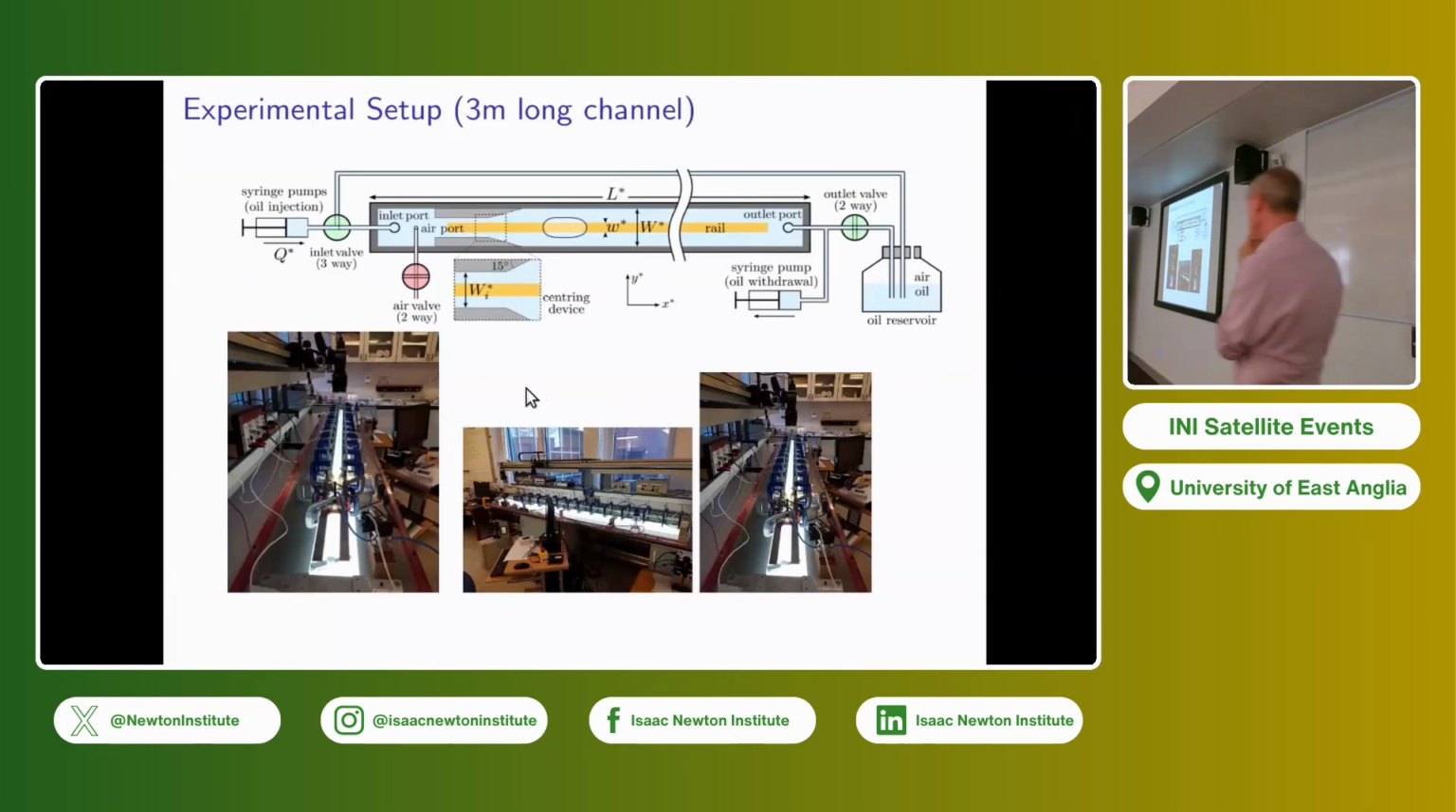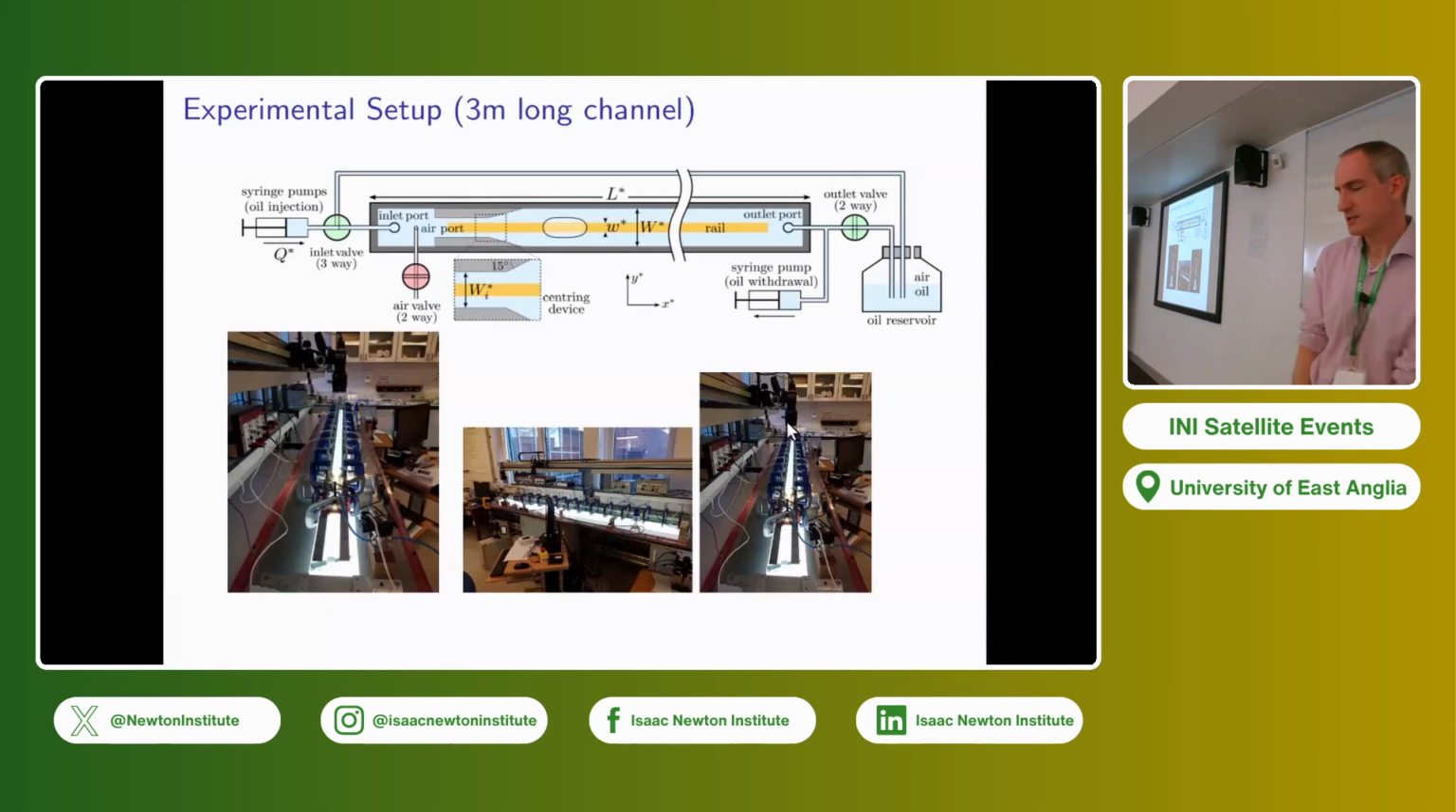So, what do we do? Well, what we did was we wrote a grant, and that gave us enough money to build a long channel for these transient studies. So it's a 3-meter long channel. Here's a picture of it in the lab. And it's got an inlet and an outlet where we can inject and remove fluid, the surrounding fluid. And then it's got another inlet air port here where we can inject air and create bubbles. And there's a centering device here.